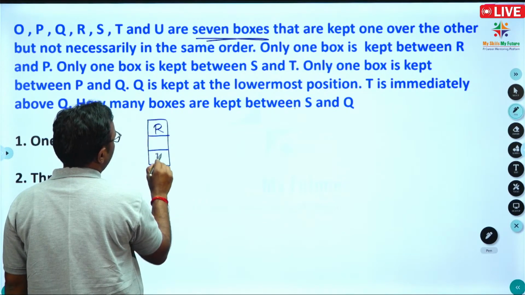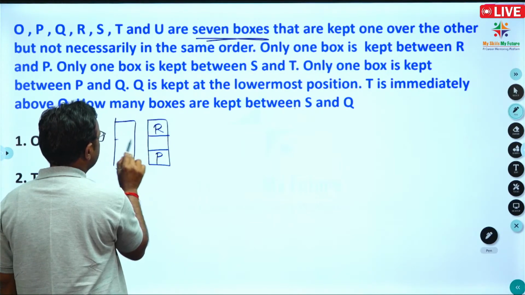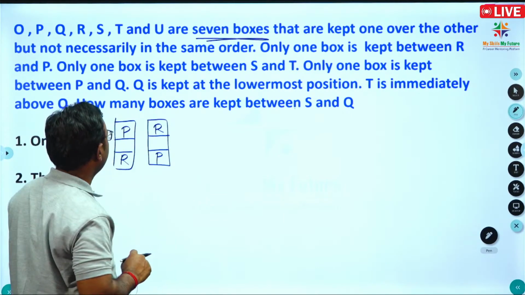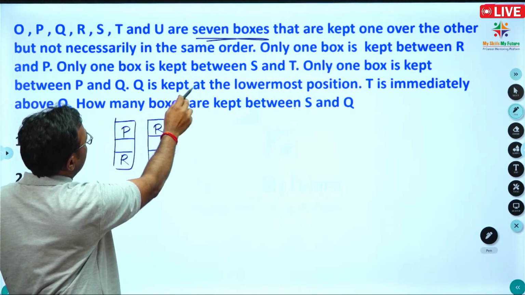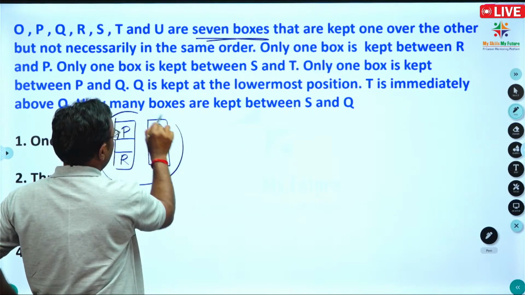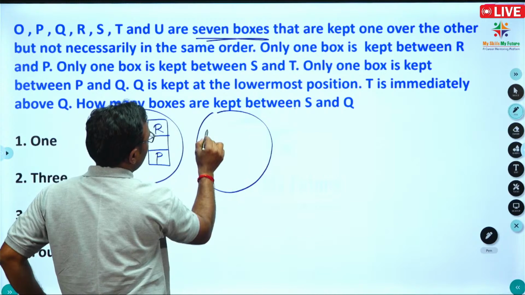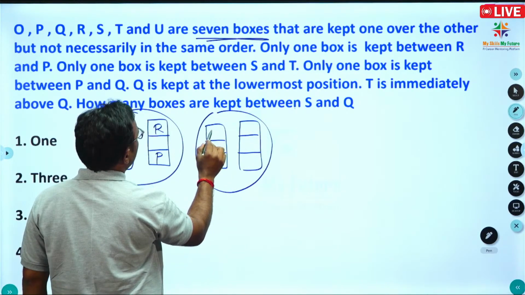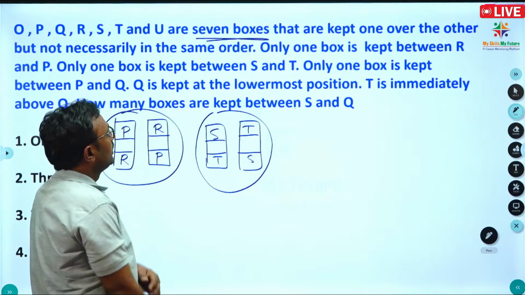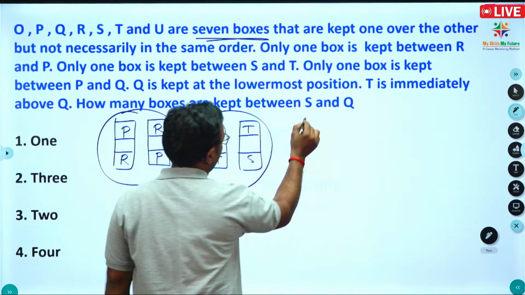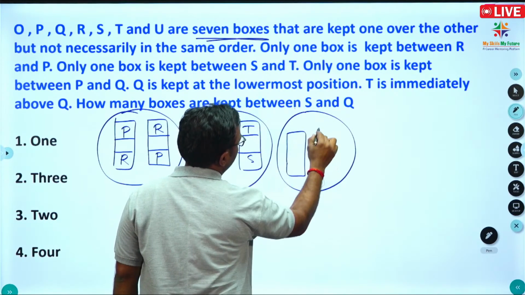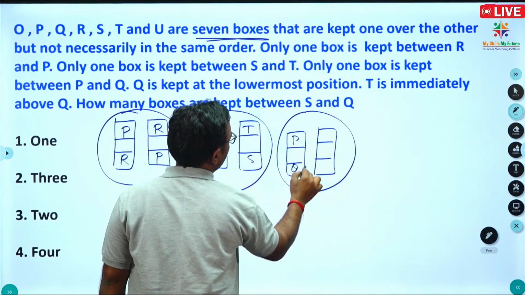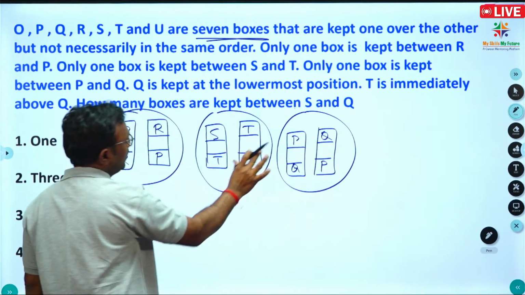So between R and P, we have one box, but we have two possibilities. Next, only one box is kept between S and T. So this is one piece of information, and we have two possibilities. Okay, right. Only one box is kept between P and Q. Here also one piece of information is given, but we get two possibilities.